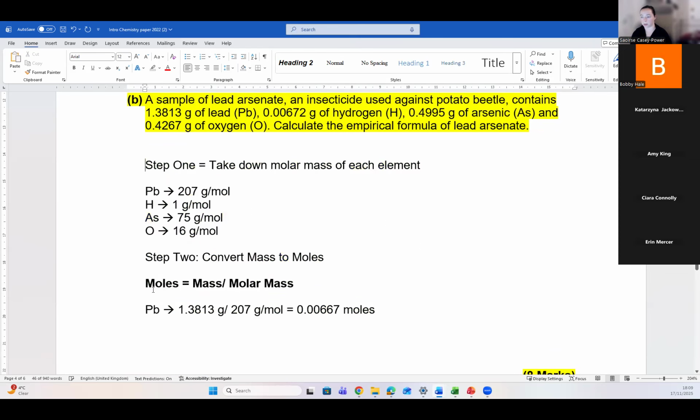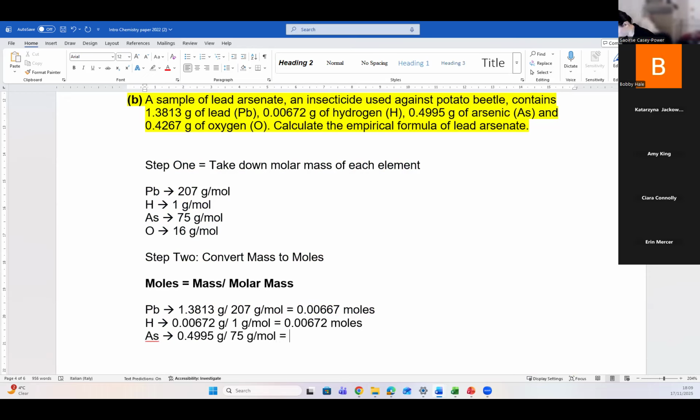So each one of these examples, okay? So we have our lead. Our hydrogen then is our simple one, because that is going to be 0.00672 grams divided by 1 gram per mole. Obviously that's just going to be itself, so 0.00672. Our arsenic then, so that is 0.4995 divided by 75.